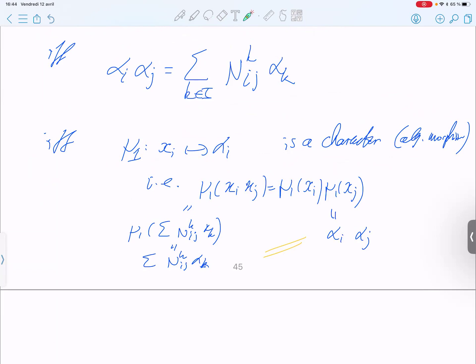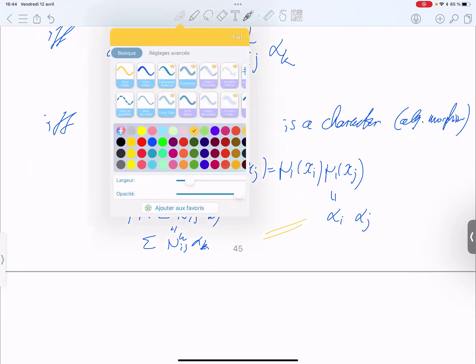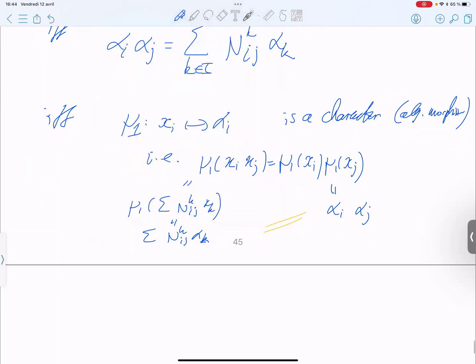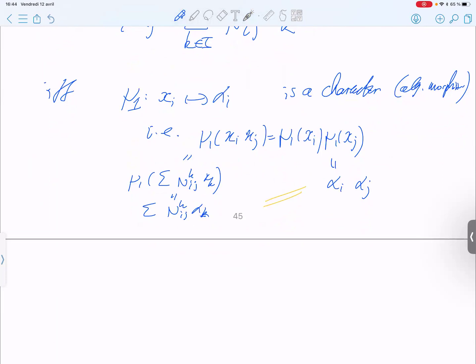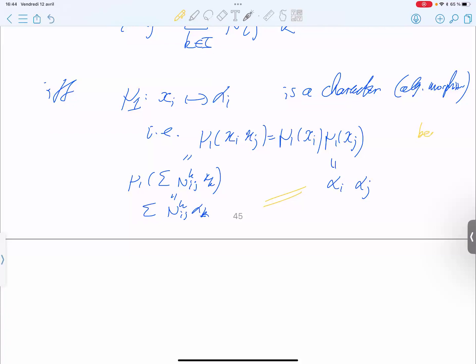Okay. So it's not enough. You also need, because alpha 1 equals 1, we want mu1 of x1 equal 1. So you need also that. And also to get the if and only if, you need to come back here.